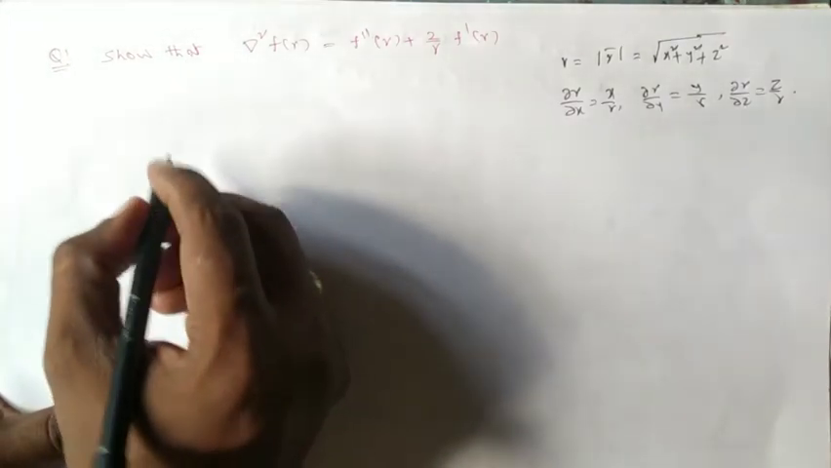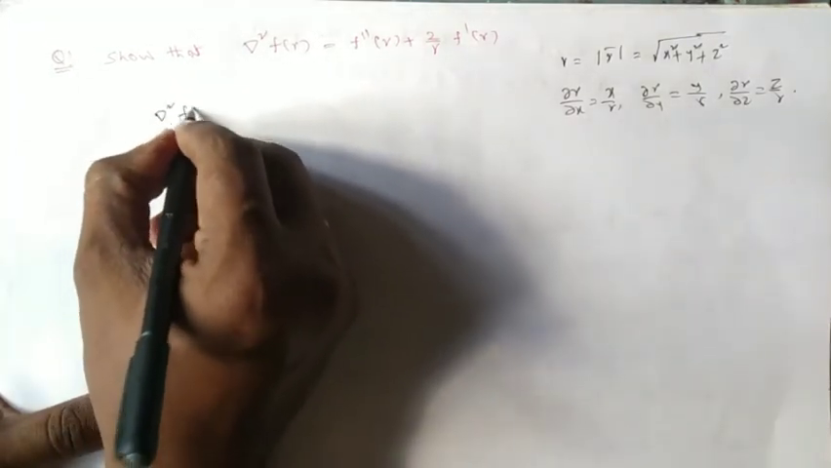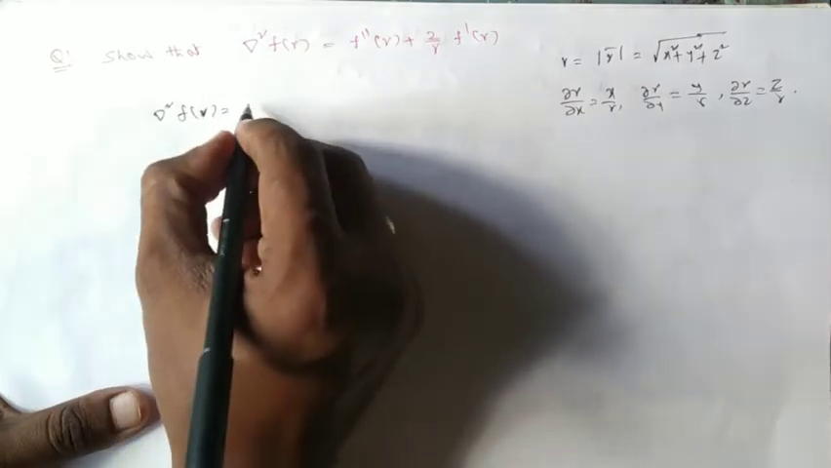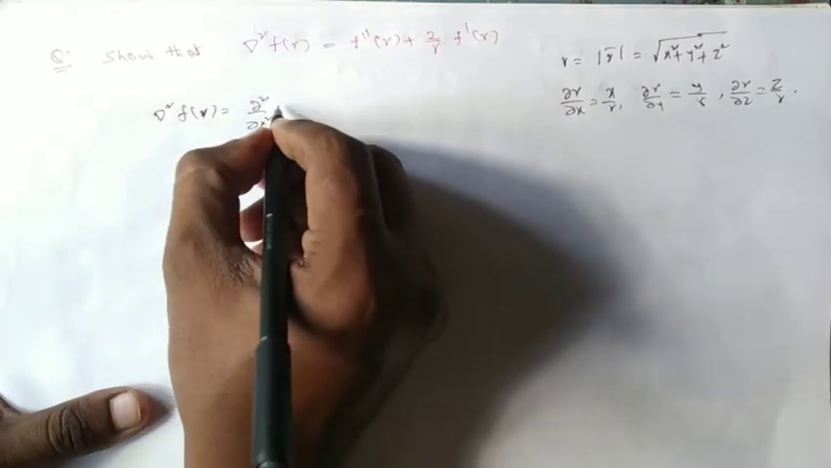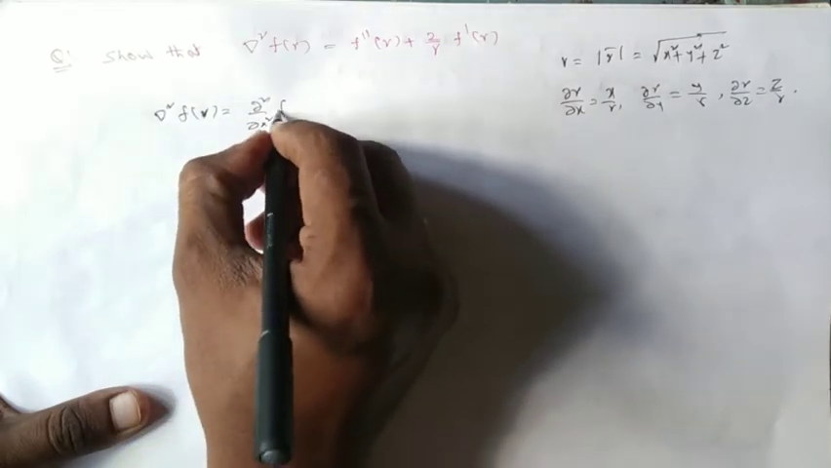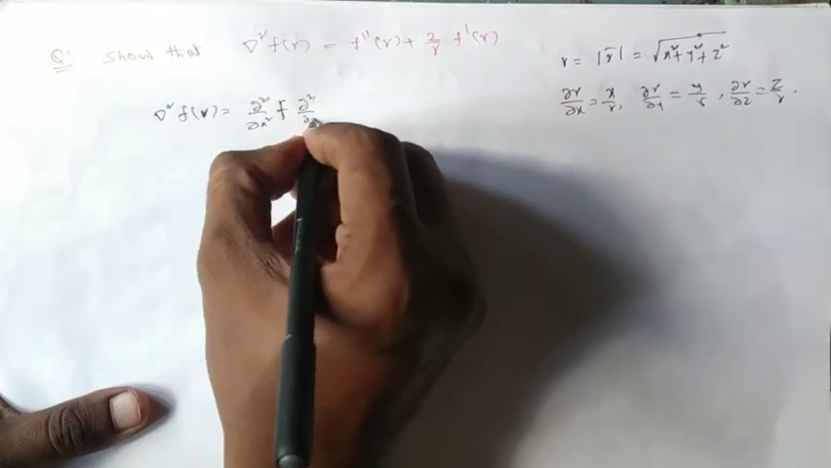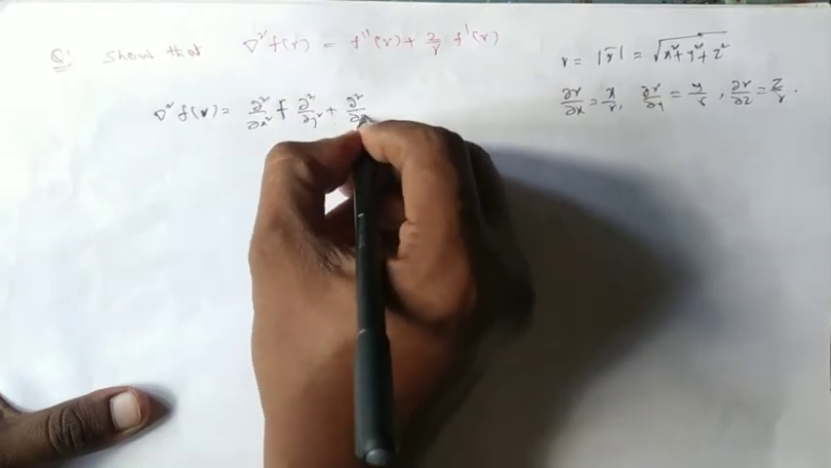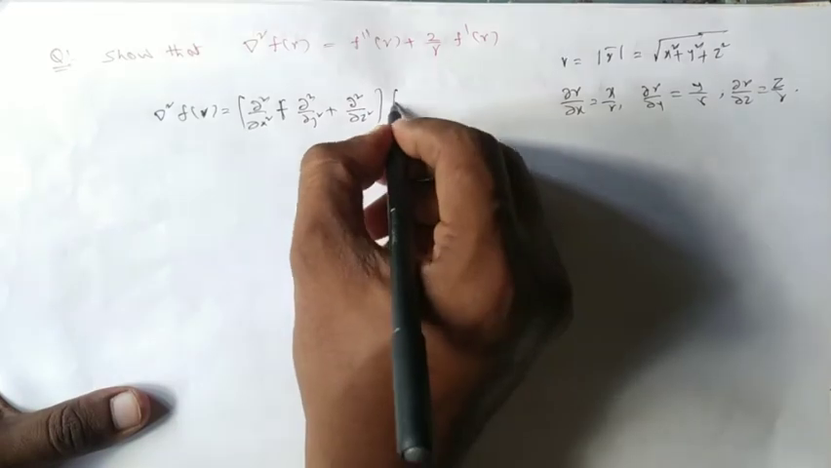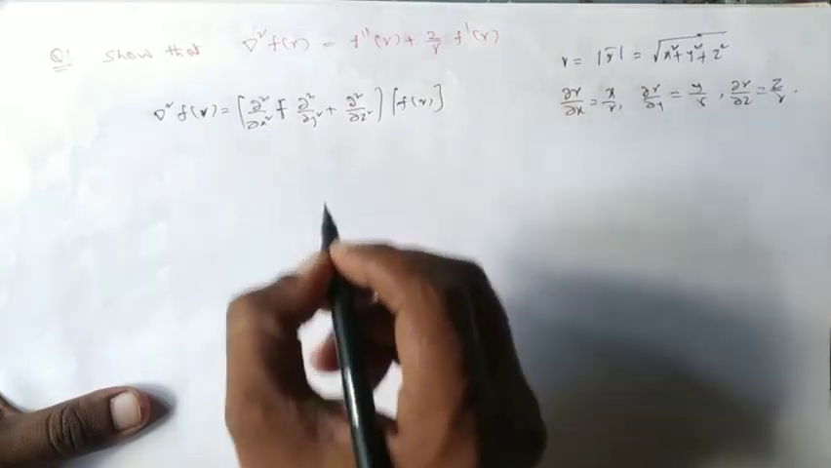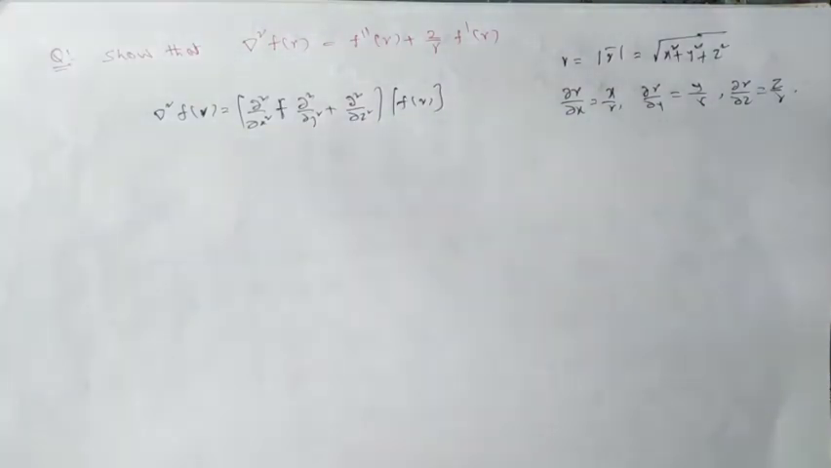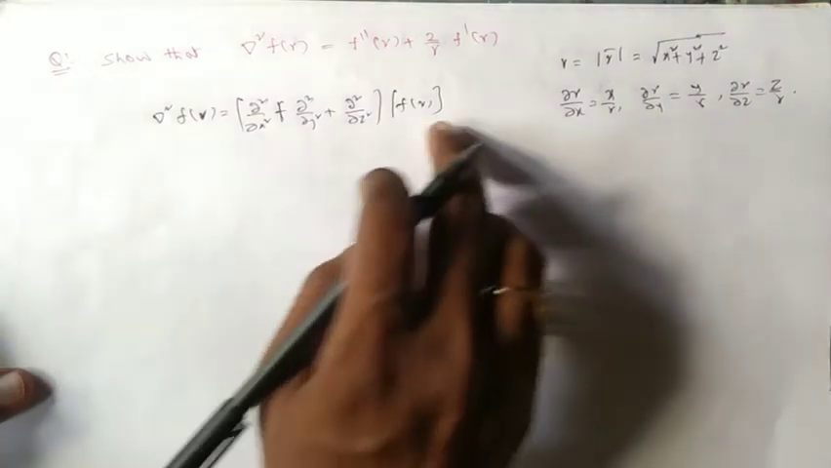Now let me take del square of f of r, which is dou square by dou x square plus, I am just writing the operator, dou square by dou y square plus dou square by dou z square of f of r, isn't it? So I just want to calculate each and every term in this expression.